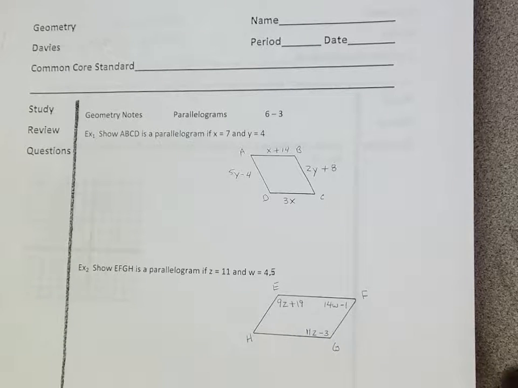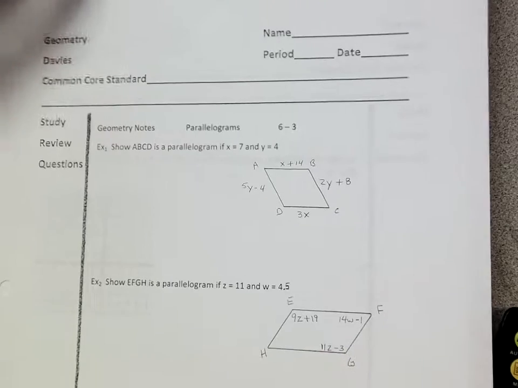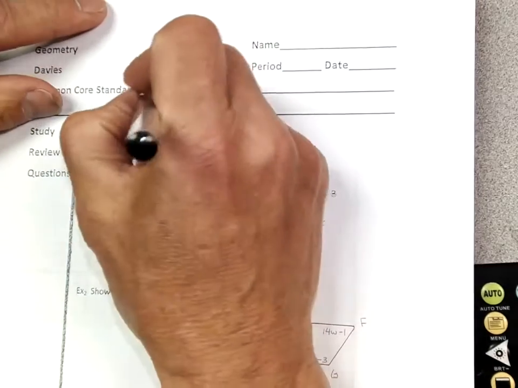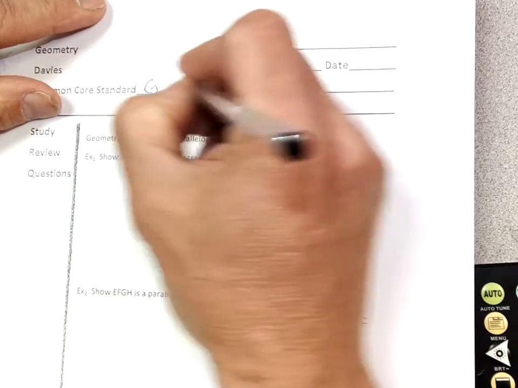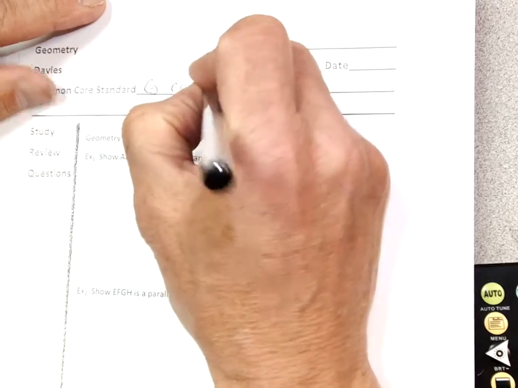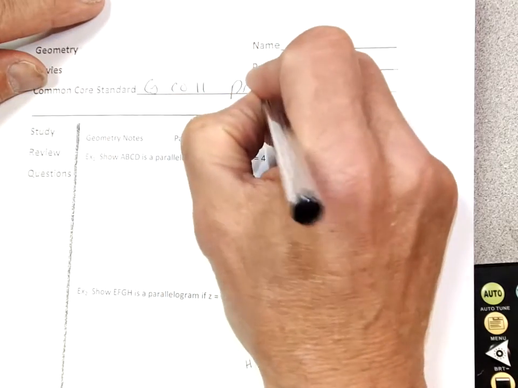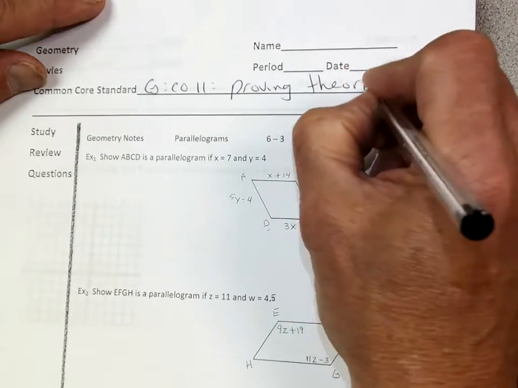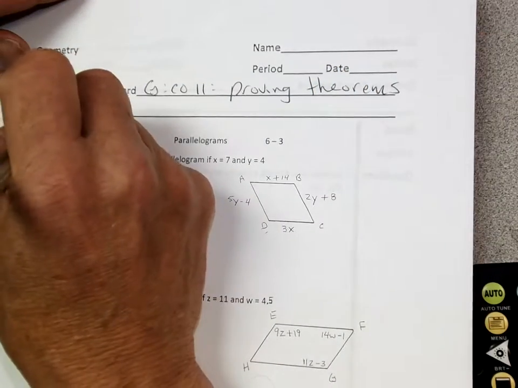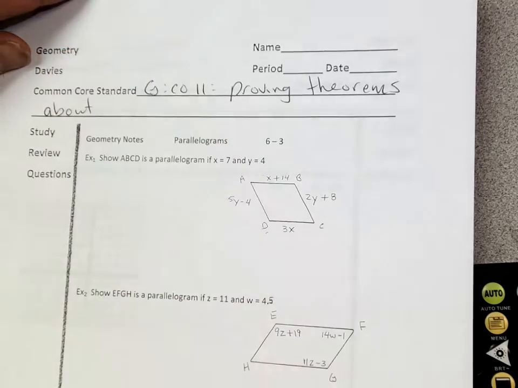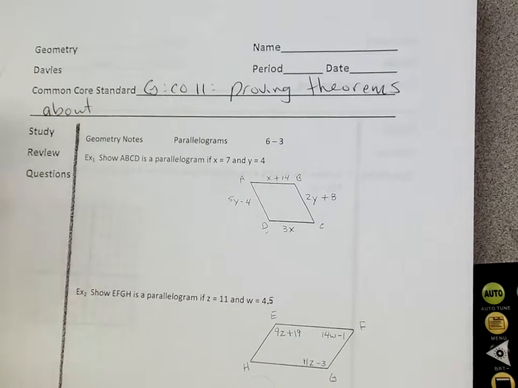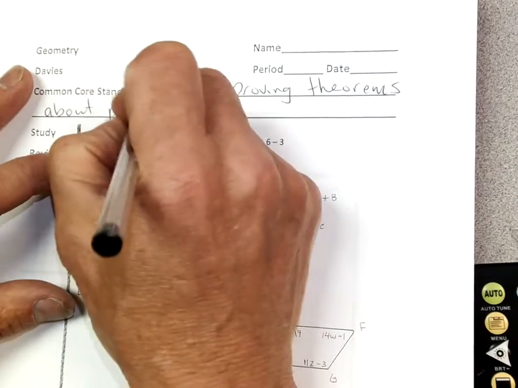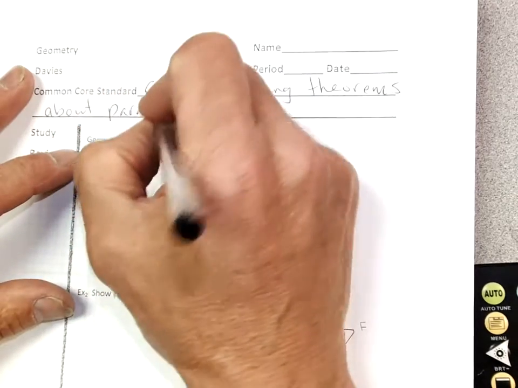So today, again, parallelogram. What we're trying to do today is prove something is a parallelogram. The Common Core standard is G for geometry, CO for congruence, number 11, which is proving theorems about polygons, but we're going to specifically say parallelograms because that's what we're talking about today.